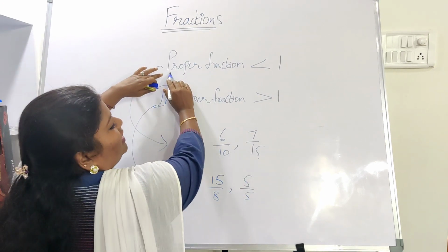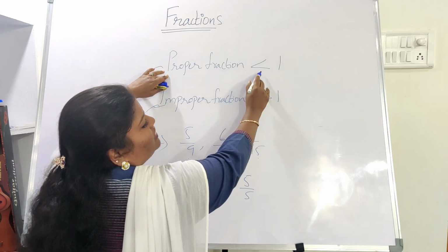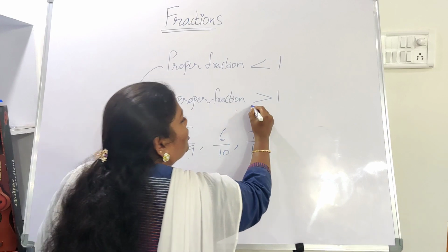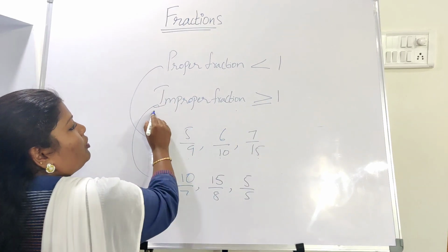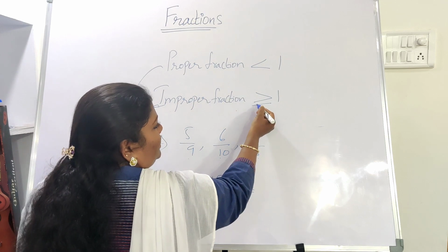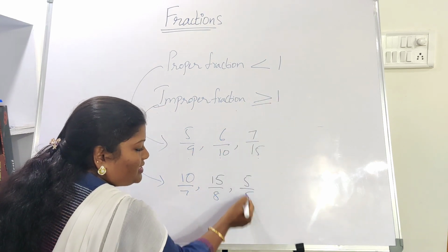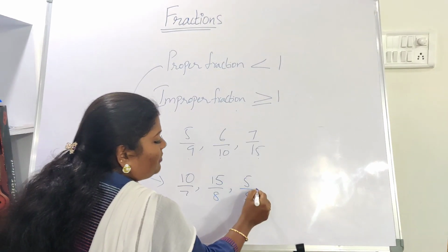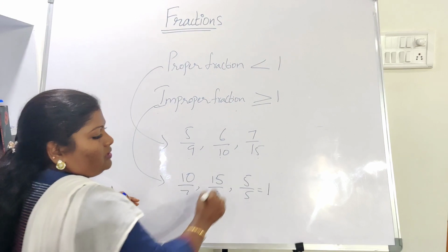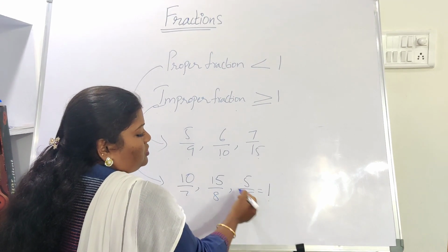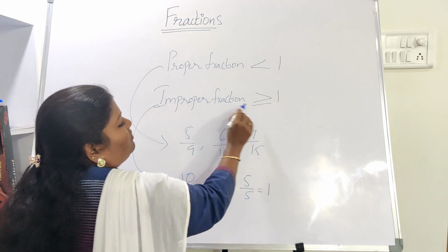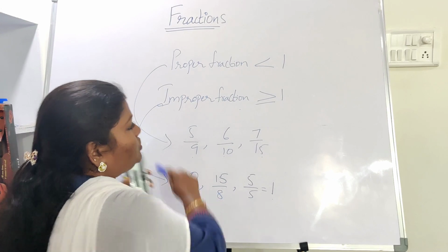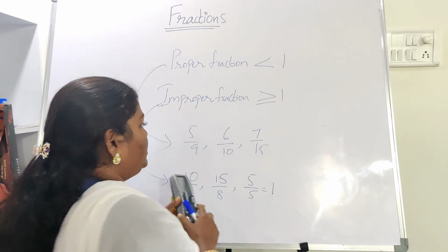Why? Because I clearly told you the proper fraction value is less than 1, whereas the improper fraction value is either greater than or equal to 1. So when you have the same numerator and denominator, this is equal to the whole part. That is the reason the improper fraction value can be greater than or equal to 1. I just want to explain the next one, equivalent fraction.